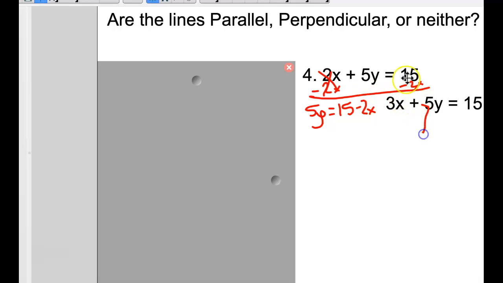I'll do this equation in a minute. And then I would divide everything by that 5. So I'm going to divide by 5 all 3 parts. If I divide by 5, divide by 5, divide by 5, I'd have y equals 15 divided by 5 is 3.